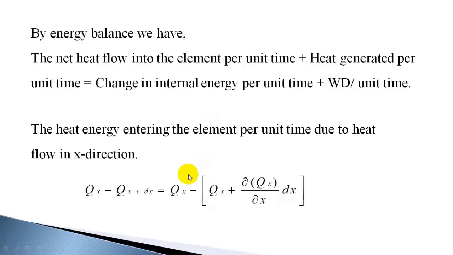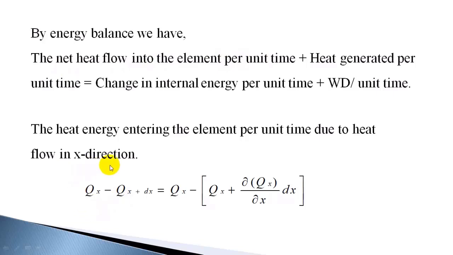The net heat flow is a result of heat flow in three directions. Heat is flowing in the x direction, y direction and z direction. Separately you should calculate the net heat flow into the element as a result of heat flow in the x, y and z directions. Then adding all three will give the net heat flow into the element per unit time.